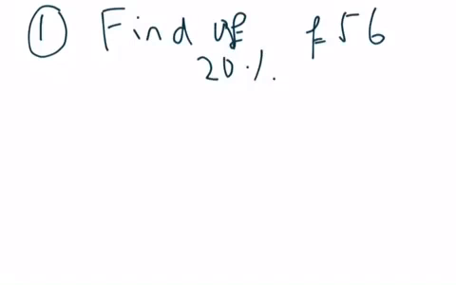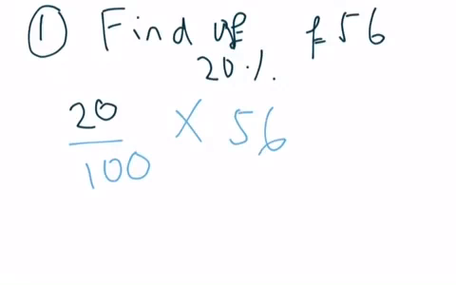Well, just like before, we said that percentages are always out of 100. So you could do 20 divided by 100 times 56. And that would give you £11.20. So 20 divided by 100 times £56 is £11.20, and that's your answer. Simple.